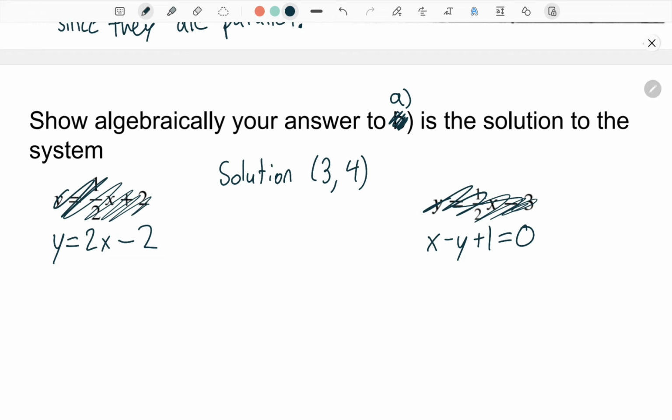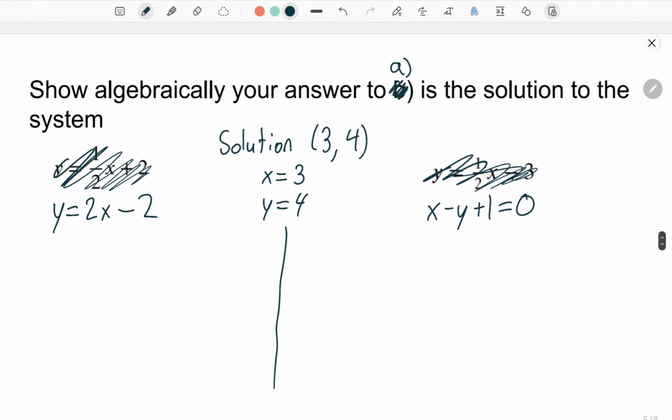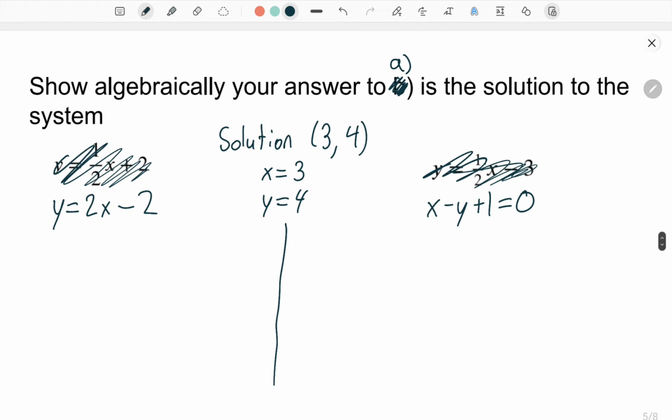So if we want to show that the solution 3, 4 is the actual solution algebraically, well, we know 3, 4 just means that, coordinate-wise, you have an x value of 3 and a y value of 4. So what you can do is in each equation, and that's why we split this in half, we'll just substitute in the values for x and y and just double check, does that equation remain true? So for example, substitute in 4 for y, and for x, substitute in 3.